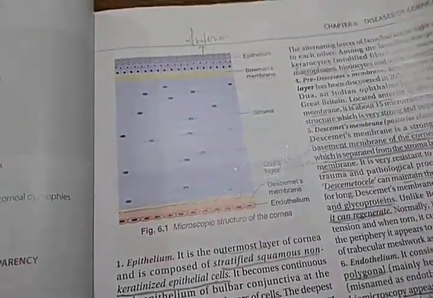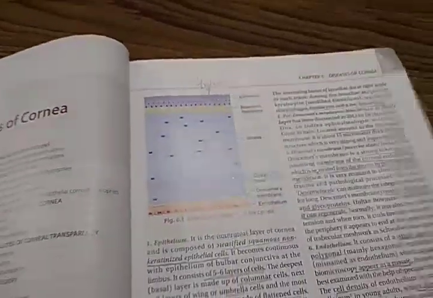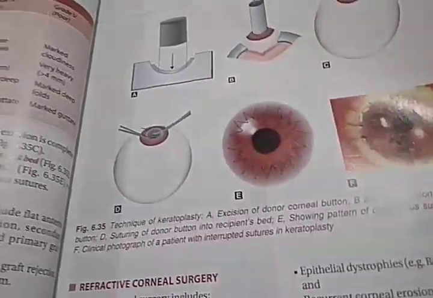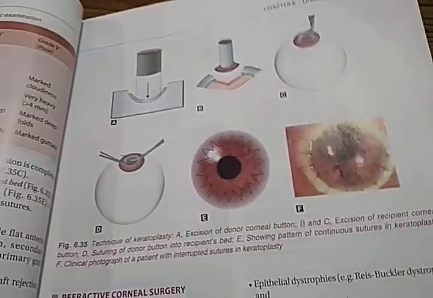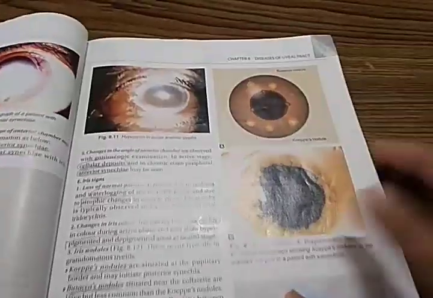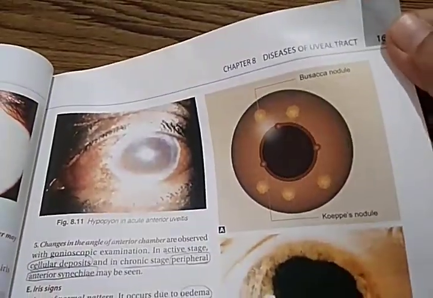Diseases of cornea. Here they are showing the microscopic structure of cornea. This is herpes simplex keratitis. This is the geographical ulcer. This is the dendritic ulcer which you see in herpes simplex keratitis. That's quite important for the exam. This is keratoplasty, corneal transplant, guys. Very important. Eye donation.